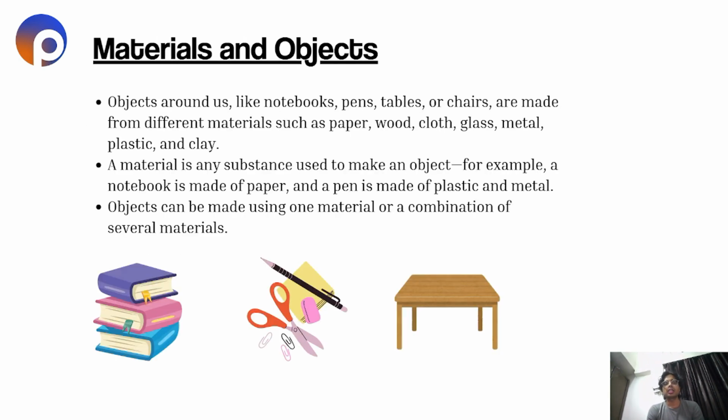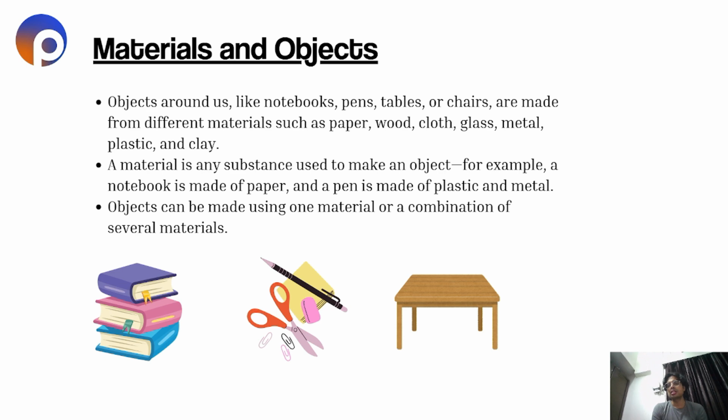Now let's see materials and objects. Objects around us like notebooks, pens, tables or chairs are made from different materials such as paper, wood, cloth, glass, metal, plastic and clay. A material is any substance used to make an object. For example, a notebook is made up of paper and a pen is made up of plastic and metal. So a material is basically a raw material.